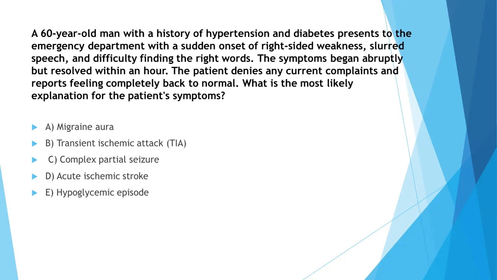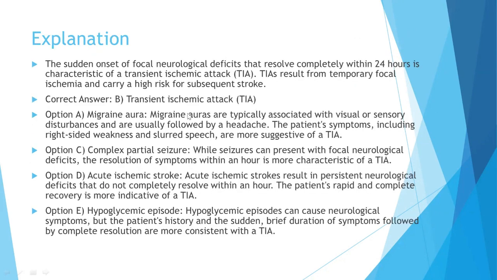Now, this phrase is very, very important: resolved within an hour. The patient denies any current complaints and reports feeling completely back to normal. What is the most likely explanation for the patient's symptoms? Migraine aura, transient ischemic attack, complex partial seizure, acute ischemic stroke, or hypoglycemic episode. The sudden onset of focal neurological deficits that resolve completely within 24 hours is characteristic of a transient ischemic attack.